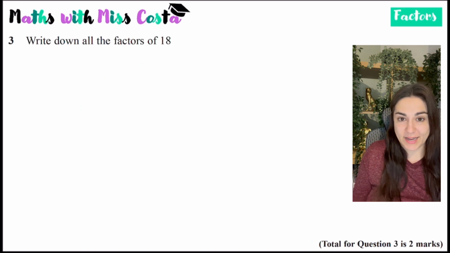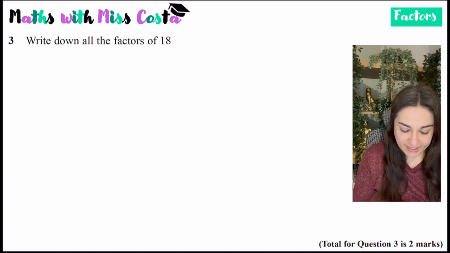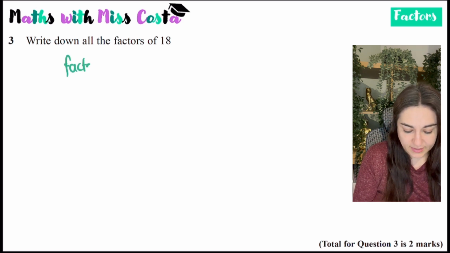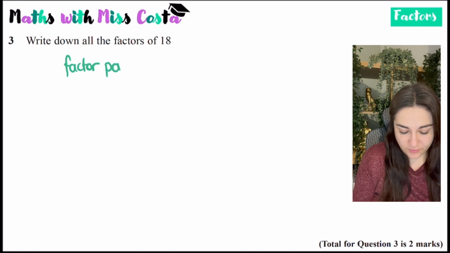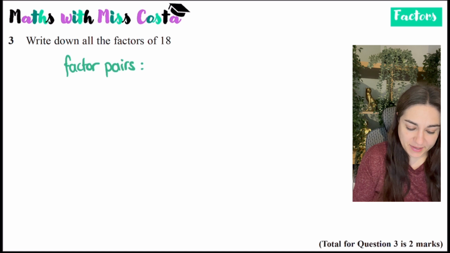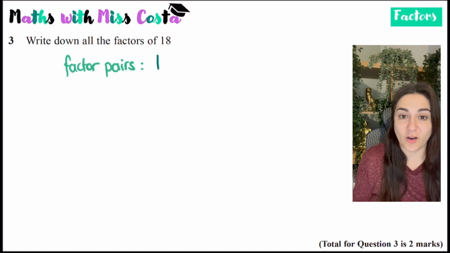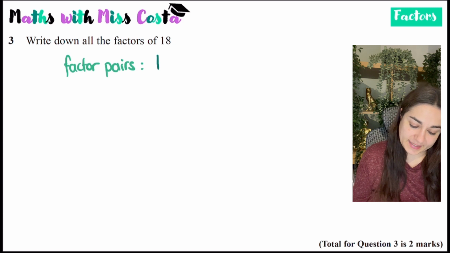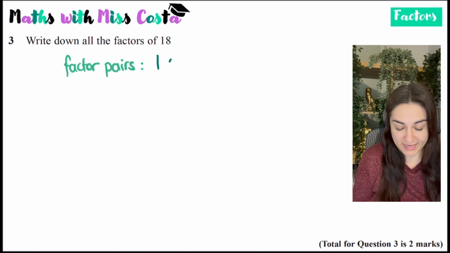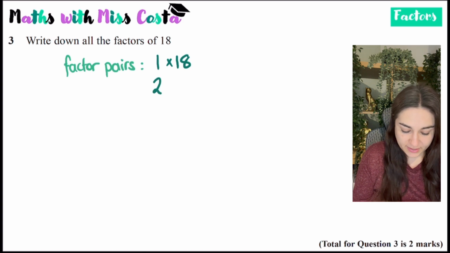Now I'm writing down all the factors of 18. A factor is a number that multiplies into your number. They usually come in factor pairs, and that's the best way of doing it. I'm going to start off with 1, because 1 is a factor of every number. And I think to myself, what 1 times what makes 18? 1 times 18 gives me 18. Then I'm going to try 2. 2 times what gives me 18?